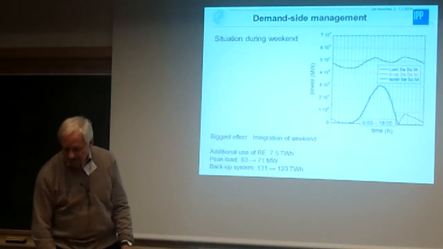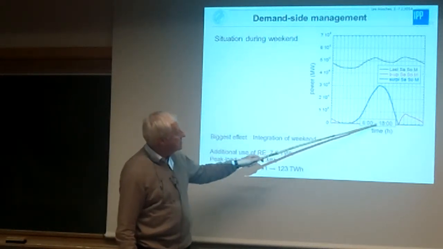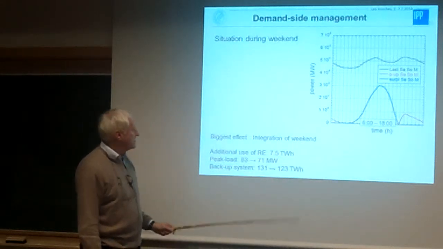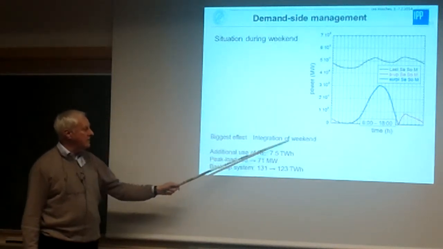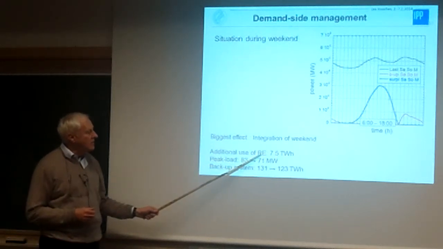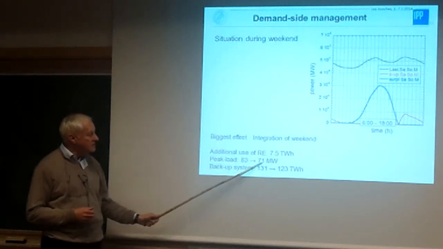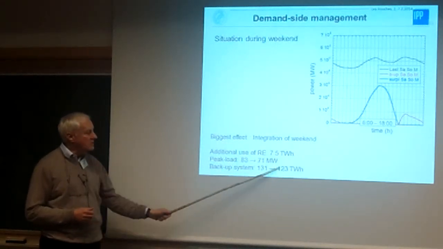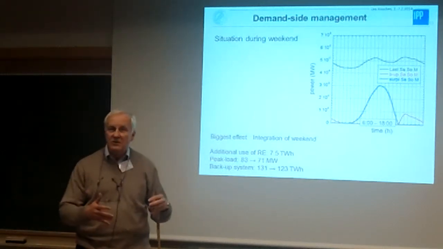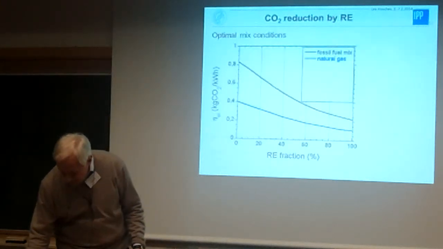And the only effect is now when I look into the weekend. In the weekend, I have tremendous surplus and I don't need any backup any longer. So the weekend is very cheap. So the biggest effect is now to integrate the weekends. When we do this and we additionally use the renewable energies, then we can use 7.5 terawatt hours. The peak load is reduced to 71 megawatt. The backup system is also reduced. So demand side management will drive us and change our Christian traditions to operate things also during the weekends.